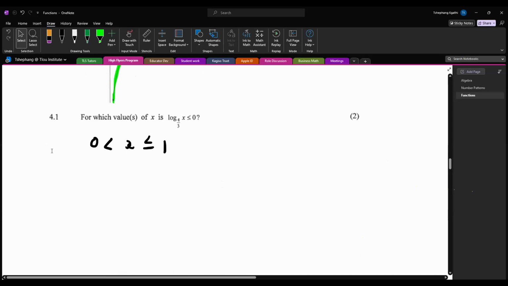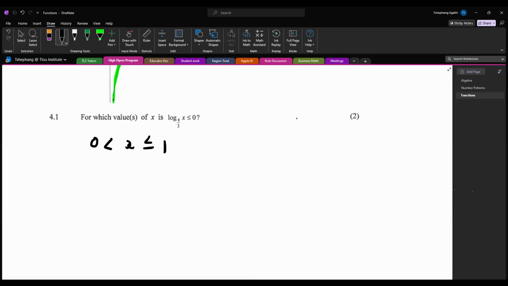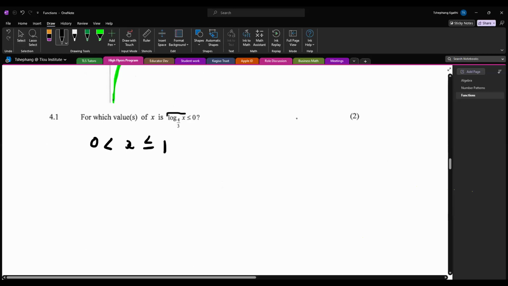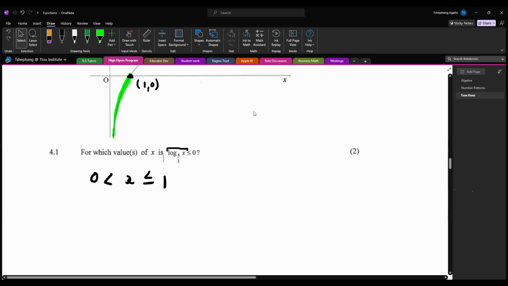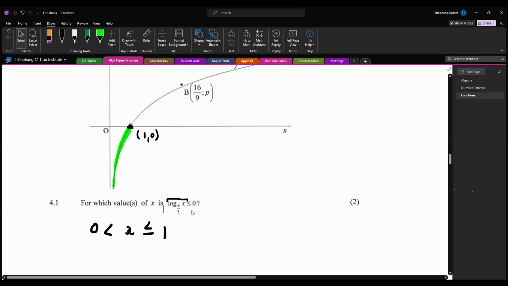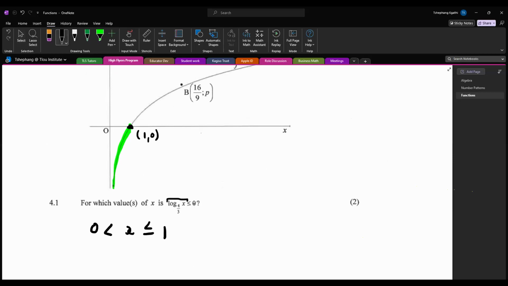Okay, so for which values of x is the log graph less than 0? Okay, remember, this is telling us about y, or where is the graph under the x-axis? That's what less than 0 means there. So I use the highlighter to just show you where the graph is under the x-axis, or where it's equal to 0. And it's that region in green.